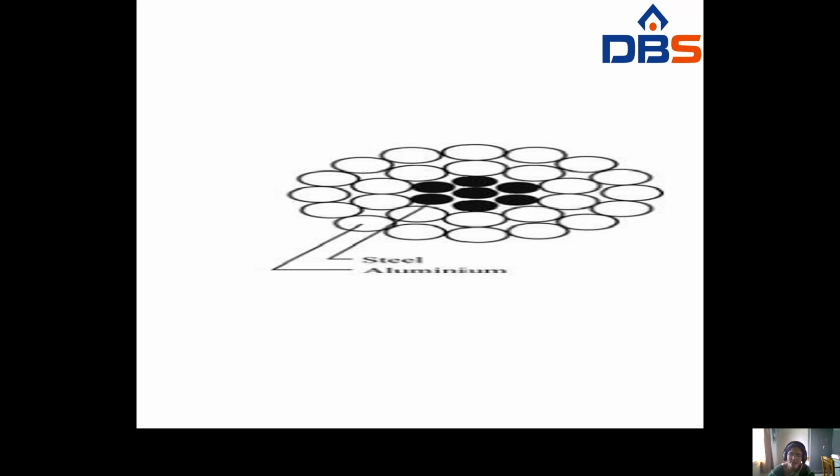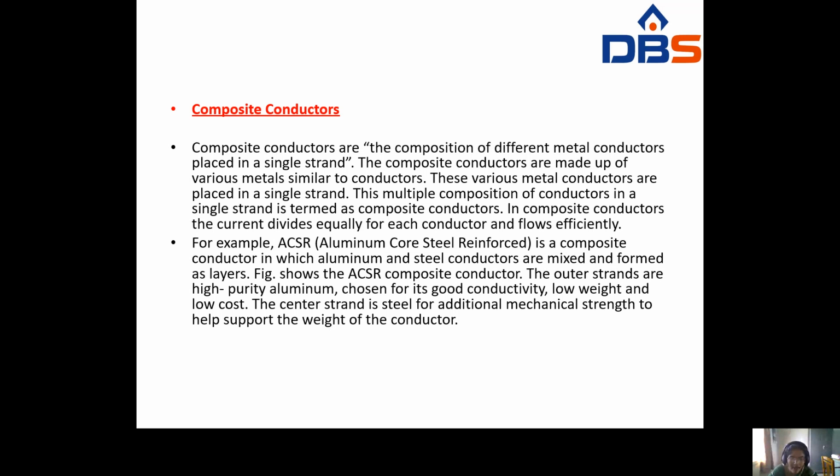You have to observe the composite conductor. Here you have steel, and on the surrounding you place the aluminum. That is the composition of steel metal as well as aluminum metal, and those are the composite conductors. The outer strands are high purity aluminum, chosen for its good conductivity, low weight and low cost.